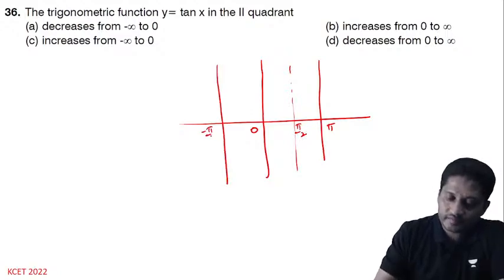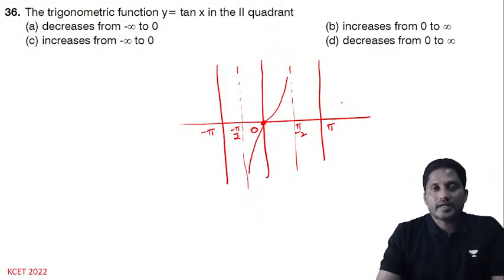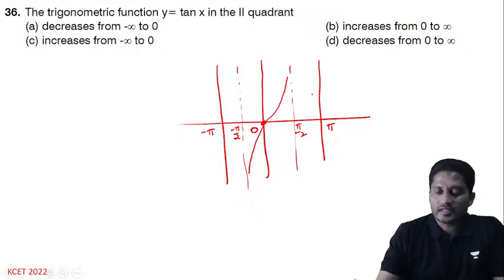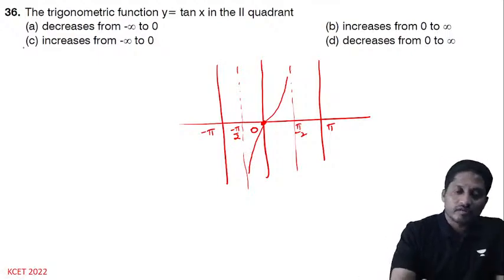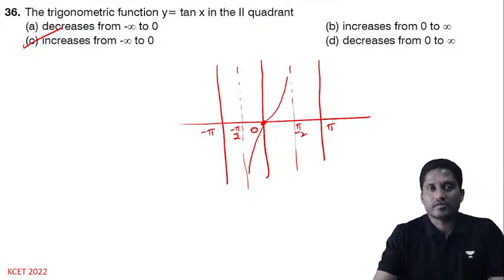This is minus pi. Here you get in between minus pi by 2. Tan 0 will be 0, right? It goes close to pi by 2, but it doesn't touch. Here also it goes close to minus pi by 2, doesn't touch. So if you see all this, tan x is increasing. The function y is equal to tan x in the second quadrant: in the second quadrant, tan is increasing from minus infinity to 0. Alright, answer will be option C only.